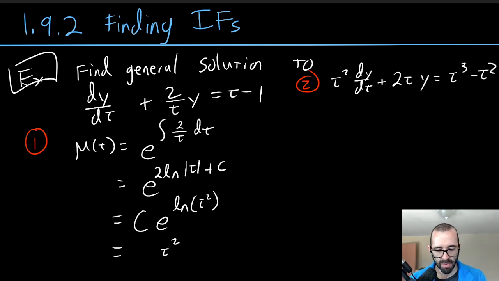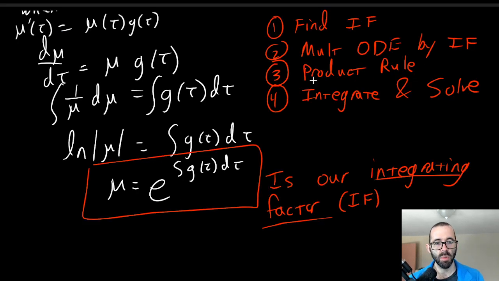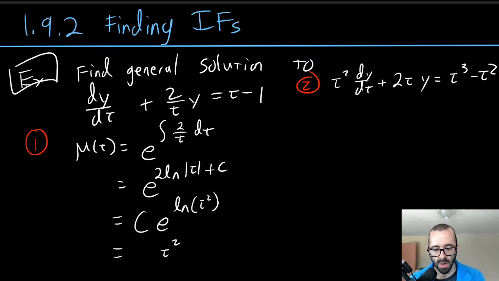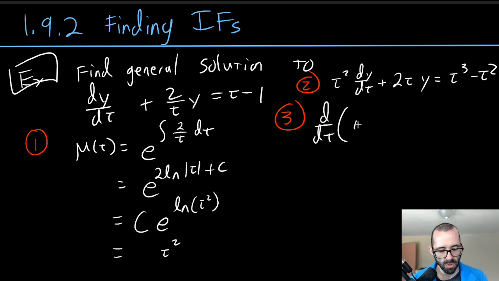All right, step 3 was to use the product rule. So we notice that the left-hand side is the product rule. The left-hand side is what happens when you take the derivative of t squared times y. Is it not? Do you not believe me?